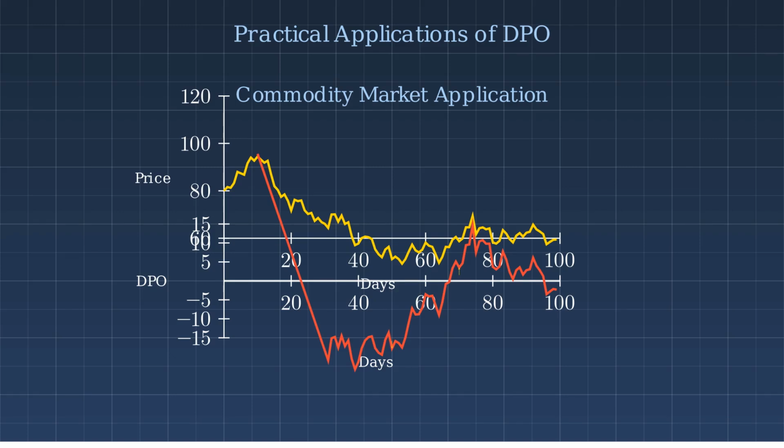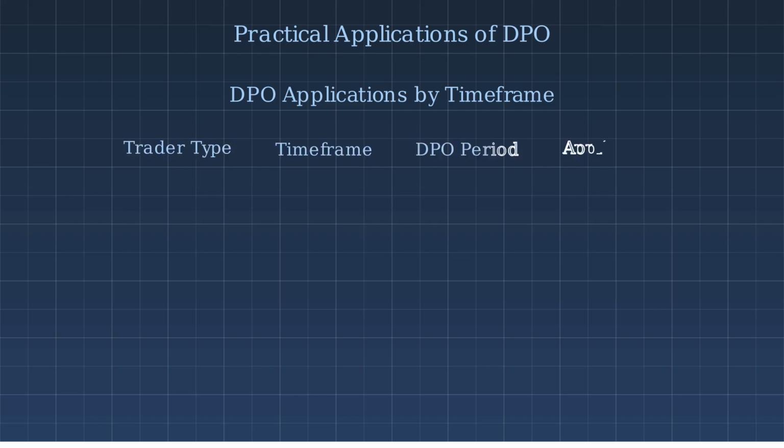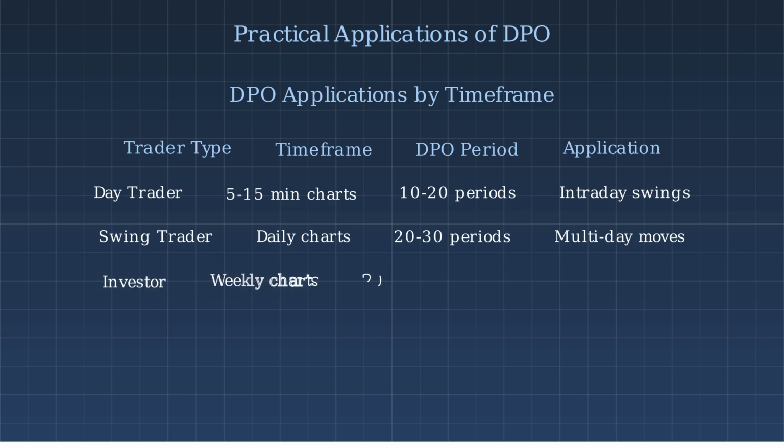Notice how these cycles repeat approximately every 20 to 25 days, giving traders a clear time frame for potential trade planning. The DPO can be applied to various time frames, making it versatile for different trading styles. Day traders might use a shorter DPO period on intraday charts to identify short-term cycles, typically looking at 5 to 15-minute charts with DPO periods between 10 and 20. Swing traders often apply DPO to daily charts to capture multi-day price movements, with periods typically between 20 and 30. Investors might use longer periods on weekly charts to identify major market cycles, often using 20 to 40 periods to spot longer-term trends.